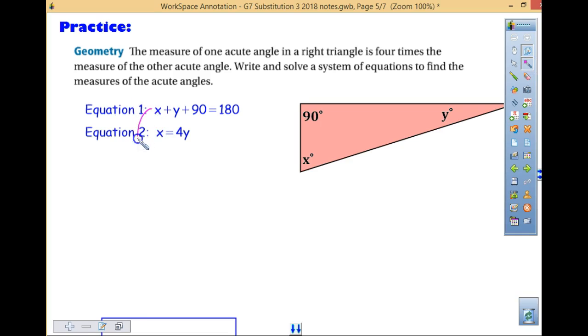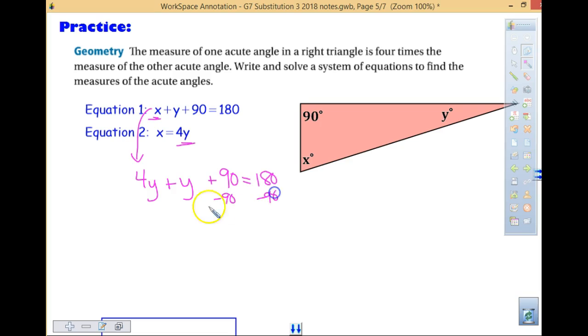So we are going to go to our first equation, and instead of using x, we're going to put what? 4y. Because we can solve an equation when we have one variable. We cannot solve it when we have 2. So 4y, everything else stays the same, plus y plus 90 equals 180. We're going to subtract 90 from both sides. 4y plus 1y leaves us with 5y equaling 90. And you're going to divide 90 by 5.